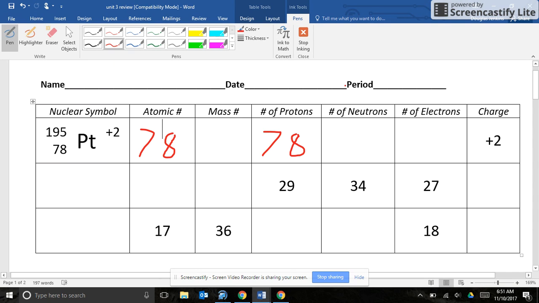Now, the next thing we need to know is that the mass number is represented by this bigger number right here in the nuclear symbol. So if I want the mass number, I literally just go ahead and write that in, 195 right there. Okay, now the next thing I like to do is the number of neutrons.